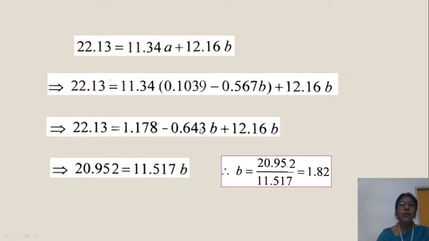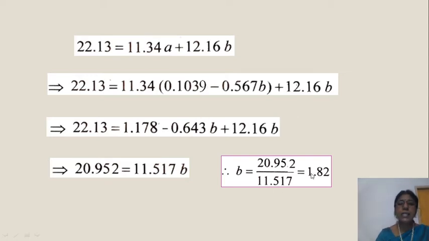Now these two b terms and these two constants. Bringing this side, 22.13 minus 1.178 is equal to 20.952, and 12.16b minus 0.643b is equal to 11.517b. Now b is equal to LHS divided by 11.517, which is 1.82.